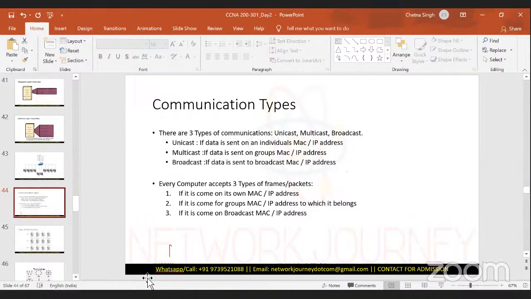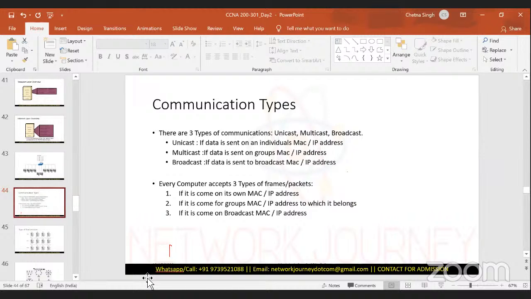Yesterday, when you saw the ARP packet tracer file, I showed you how the broadcast goes, and then the PC which receives the packet, with the intended recipient, only accepts the packet and then it replies. The reply which was given was a unicast. It was not a broadcast. So unicast means you are sending the data to an individual PC, IP or MAC.